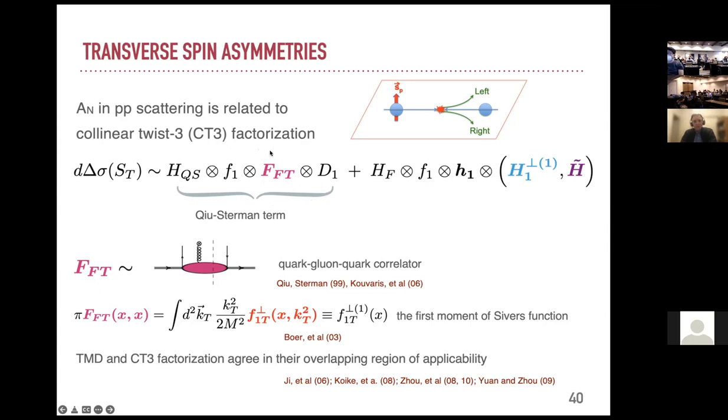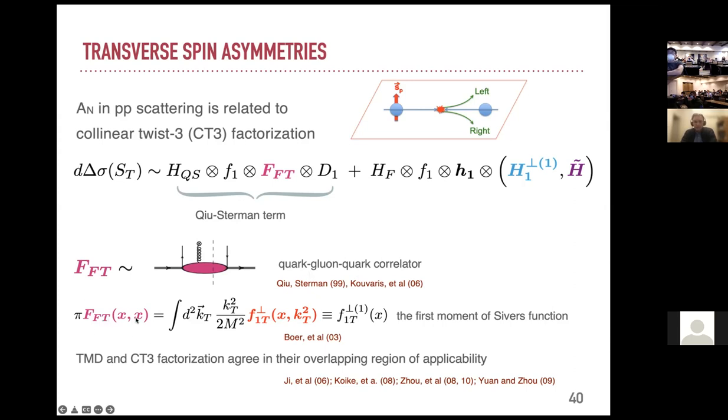And one of these examples here is the twist-three matrix element introduced by Jianwei and George. It's related to the intrinsic correlation between the wave function with a quark and a gluon and the wave function with just one quark inside of the nucleon participating in the interaction. So there's a quark-gluon-quark correlator introduced by Jianwei and George in 1999. And it's, again, maybe related in models, but maybe better in full QCD, hopefully, to the first moment of the Sivers functions. So there is a relationship between Sivers functions and collinear functions here.